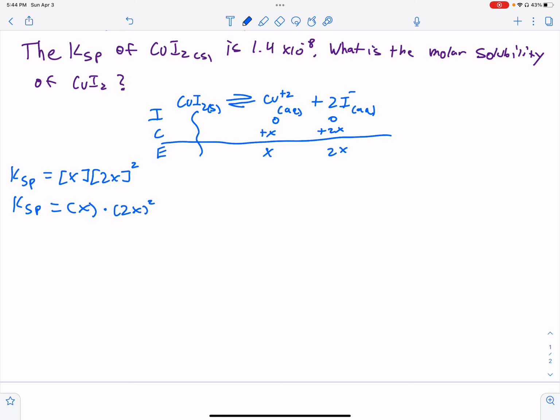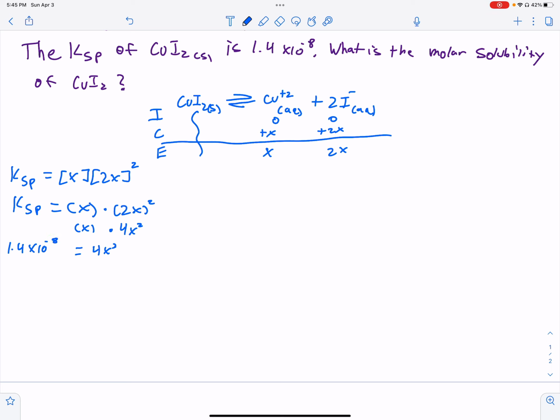Like I said, people will make some algebra mistakes here, so I'm going to take it a little bit slower. I'm going to square the 2 right here, and when I square the 2, I also square the X. So this becomes 4X squared. And now I'm multiplying that by X, so that becomes 4X cubed. And that's equal to the Ksp, which was given, 1.4 times 10 to the minus 8.